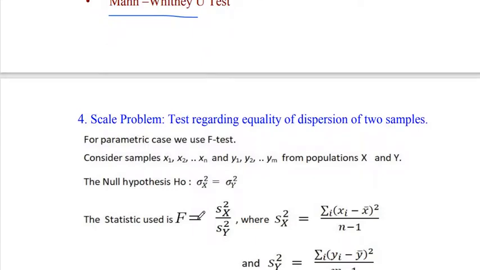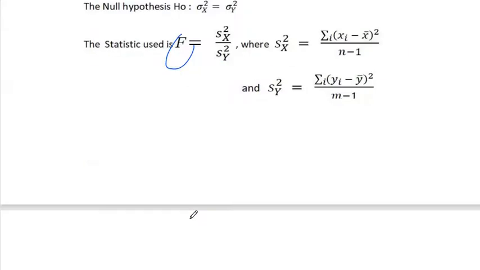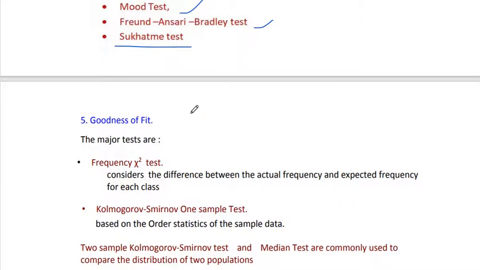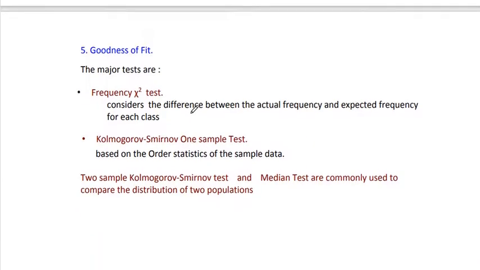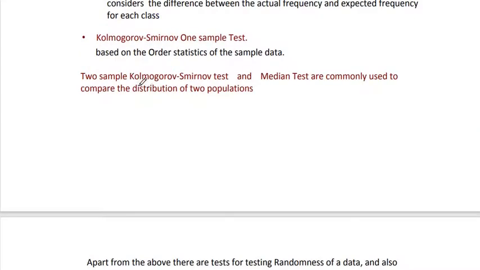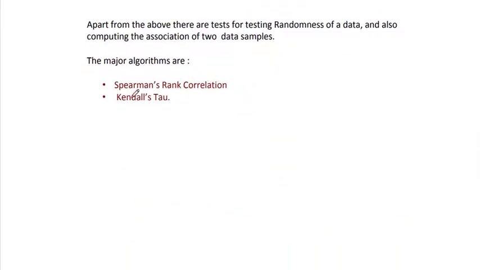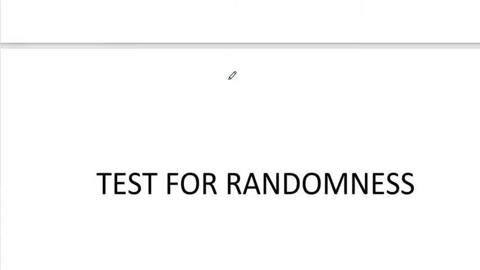When we discuss the examples, you can easily understand. Next is related to the variance question. For testing two variances we use the F test, but in non-parametric we can use the Mood test, Freund-Ansari test, and Siegel-Tukey test. For goodness of fit we can generally use the chi-square and Kolmogorov-Smirnov tests. These are also important. Now we are going to the tests.